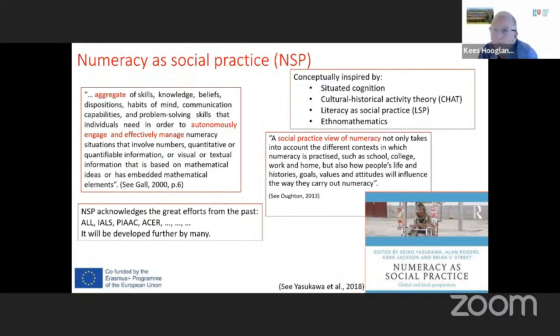But if you want to do something about numeracy, and it must be an effective way to really empower people to improve their numerate behavior, I think one of the most promising approaches is seeing numeracy as a social practice. That means you don't look only at the technical skill of doing calculations, but in your teaching you combine all kinds of elements: how people experience numeracy, how they use it in daily life, where they see it all around them.